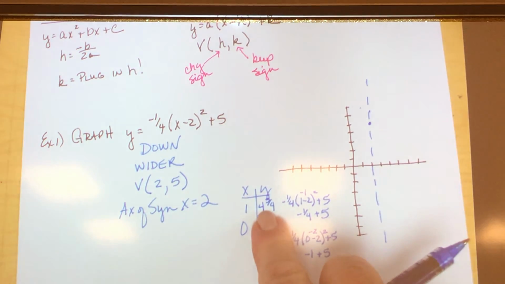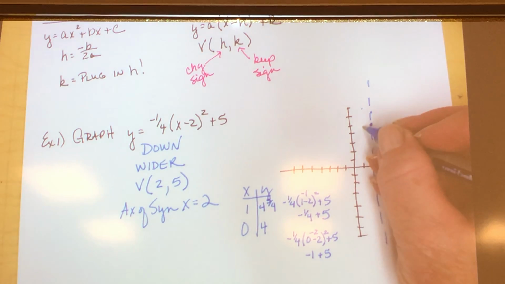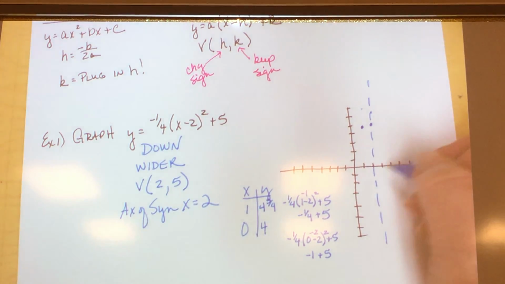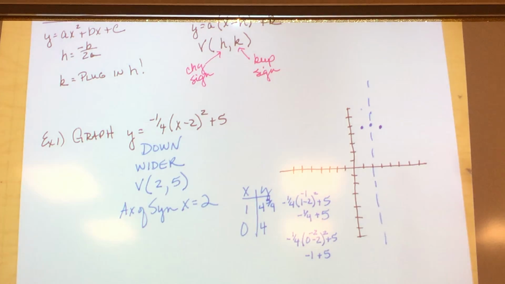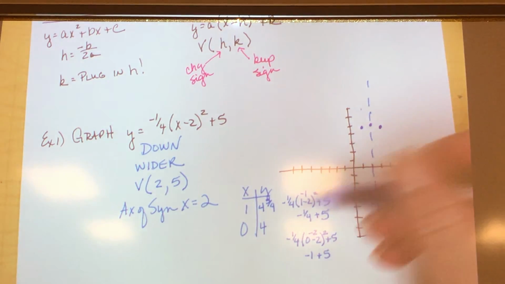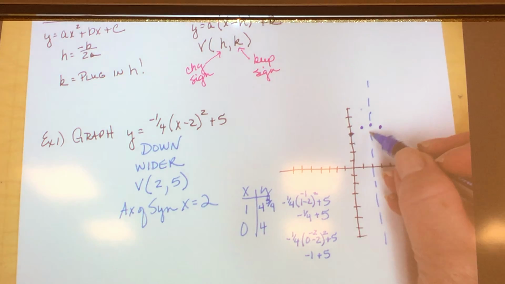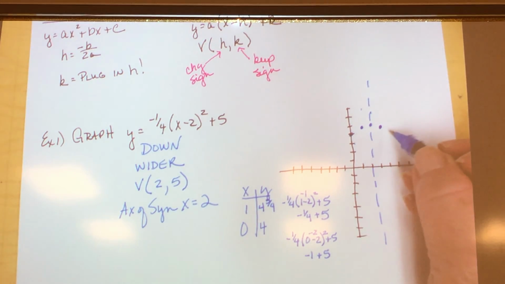All right, so let's graph these. At 1, it's 4, 1, 2, 3, 4, and 3/4, almost to 5. So 1 to get to the axis and 1 to get away. I'm using that axis of symmetry to reflect my point through and pick up my other 2 points on the other side, so I only have to find 1. At 0, it's 4. 1, 2, 3, 4. So 2 to get to the axis and 2 to get away.